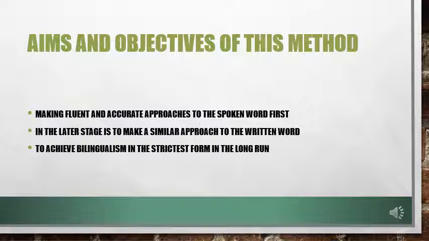Achieving bilingualism in a strong form for the long run means that when the teacher is teaching using this bilingual method, the students can compare or differentiate the two languages, and this kind of learning will make them use bilingualism throughout their life, that is, the long run. So these are some of the basic aims and objectives of using this bilingual method.